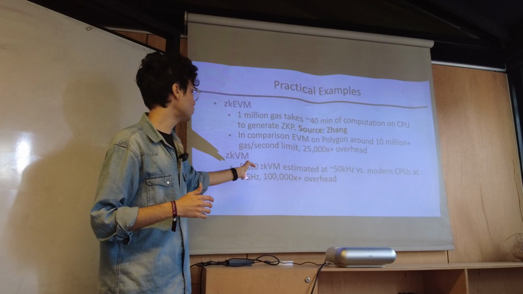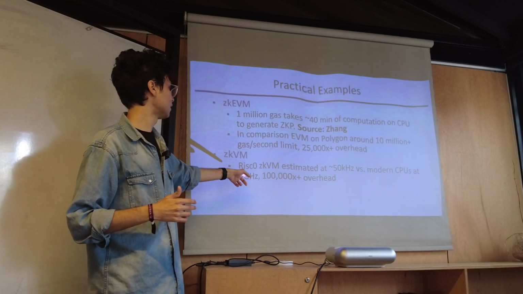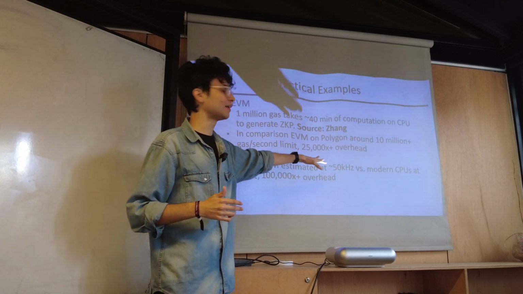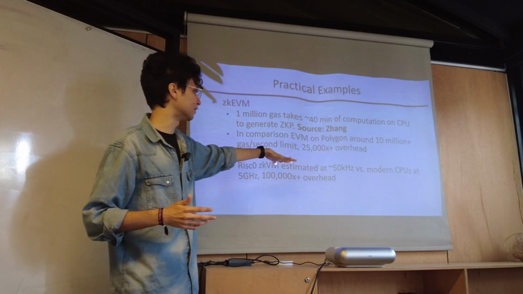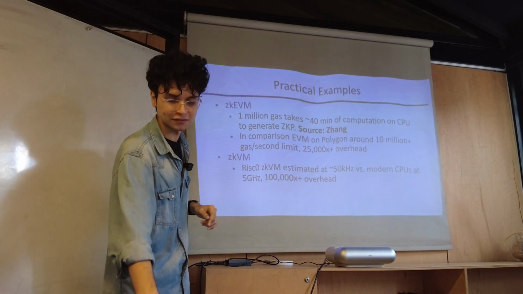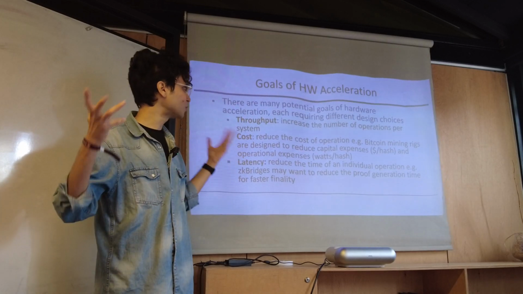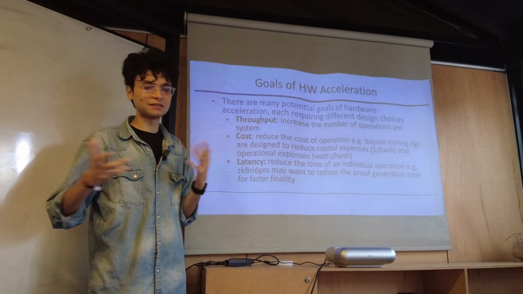Similarly, for RISC-0, today we have state-of-the-art chips that run at 5 gigahertz, but the proofs are only running at somewhere around 50 kilohertz, 500 kilohertz. So again, we have like 10,000, 100,000x overhead, right? So again, this is why we need hardware acceleration, right?